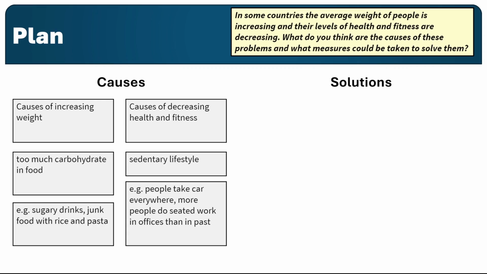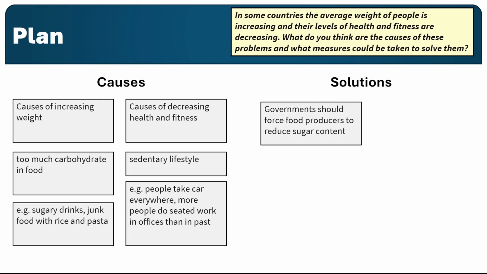I'm illustrating this idea. So people take the car everywhere. They don't walk much. And more people do seated work in offices than in the past. In the past, people used to do lots of work standing up or moving about, maybe on a farm, in a factory. But today, a lot more people do seated work, and so they're not getting exercise. They're not burning up the carbohydrates that they eat. So that's an explanation. And I've also illustrated the idea of a sedentary lifestyle by painting the picture of somebody sat down working.